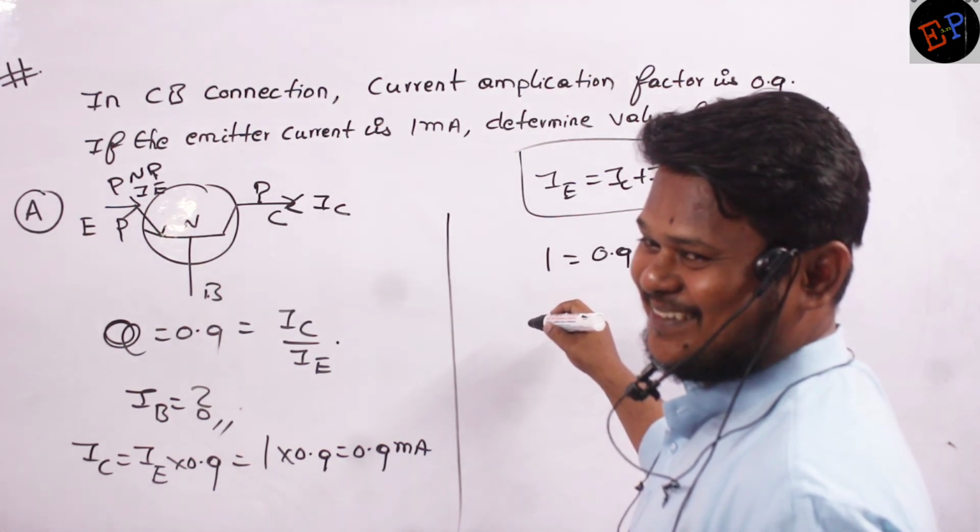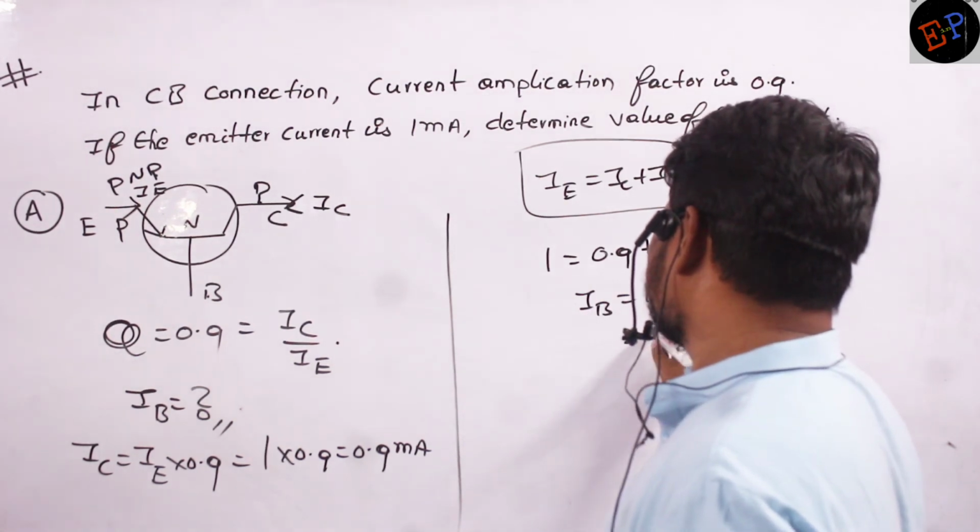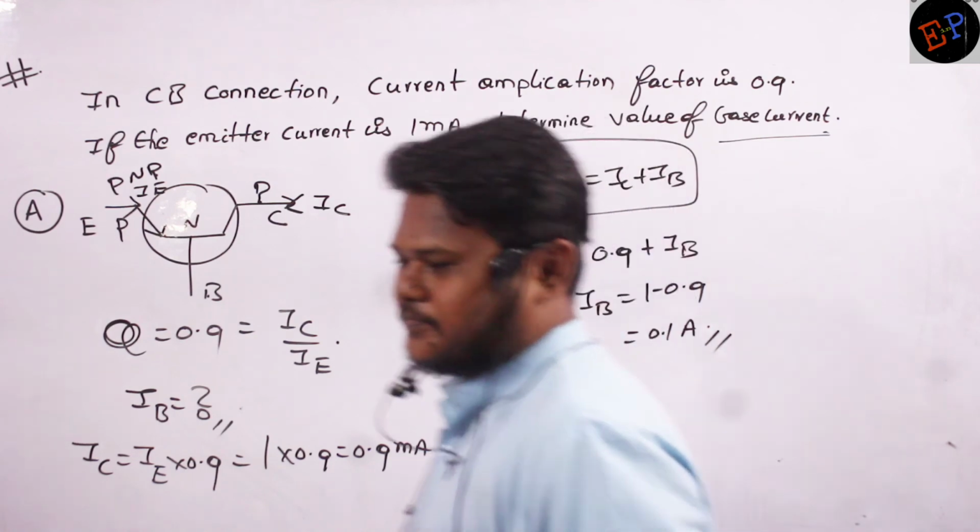Okay. So IB is equal to 1 minus 0.9. It is 0.1 milliampere. That is our answer. Okay.